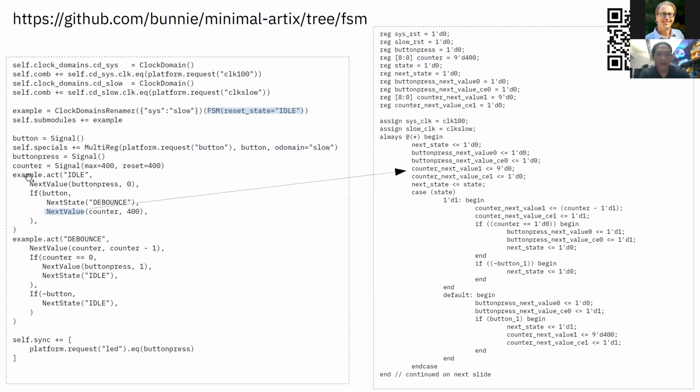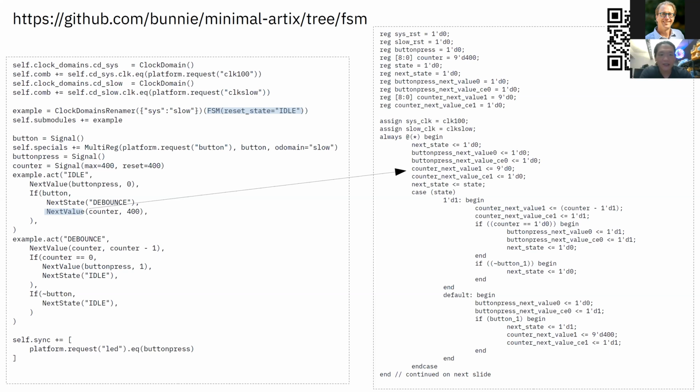And then here you add states by using the name of the FSM, which is example.act. There's a method on example, and the first argument is the state name, and then there's a list of things that you will do in that state. So you can say, okay, the next value for button press should be 0. If the button is pressed, then the next state is debounce, and at the same time set the counter to 400. And then we have a second state, debounce, where we wait for the counter to go down, and then if it's let up, go back, and so on and so forth. I didn't test any of this, so there are probably bugs somewhere, but the idea is you can see how the two correspond to each other.